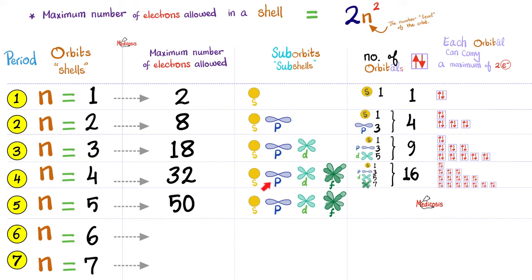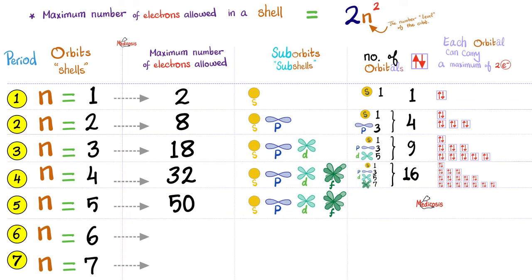Shell number 4 has 4 subshells: S subshell, P subshell, D subshell, F subshell. S subshell has 1 orbital, P subshell 3 orbitals, D subshell 5 orbitals, F subshell 7 orbitals. I'm adding 2 each time. 1 plus 3 plus 5 plus 7 is 16 orbitals. Each one can carry 2 electrons. 16 times 2 is 32.